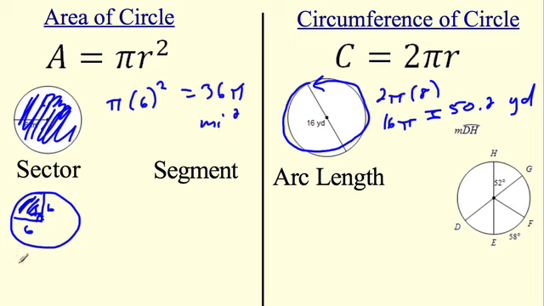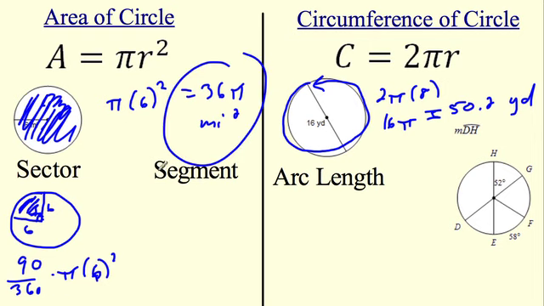So what do you do for this one? Not going to give you this formula. It's the angle you're looking for, the central angle, 90 over 360, times pi r squared. Well, in this case r was 6. So how do I find that area? Well, 90 out of 360 is really just 1/4. 1/4 of what? It's 1/4 of 36 pi.